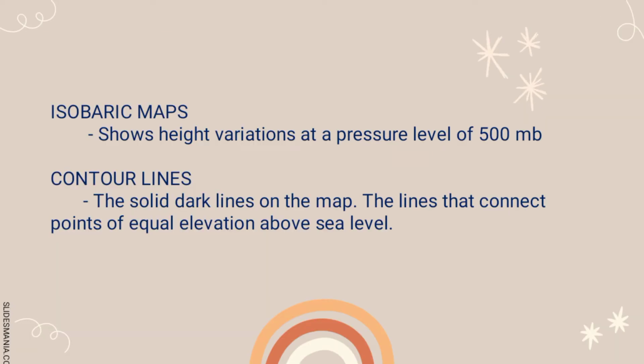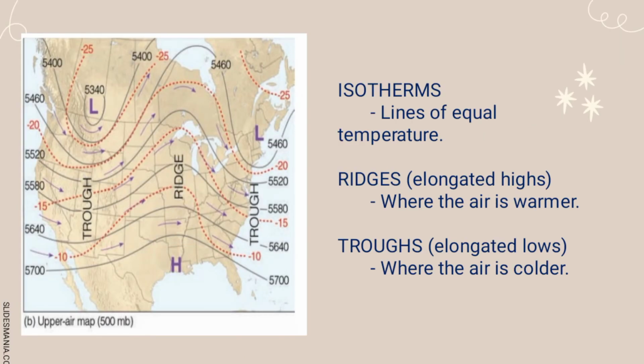An isobaric map shows height variations at a pressure level of 500 millibars, while the contour lines, like what I've discussed earlier from the previous slides, are the solid dark lines on the map and also the lines that connect points of equal elevation above sea level. And have you noticed the difference between the two maps?